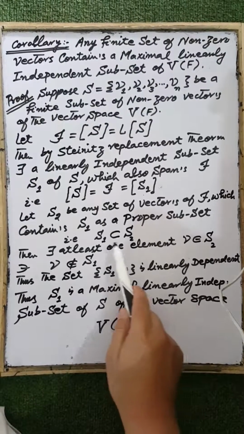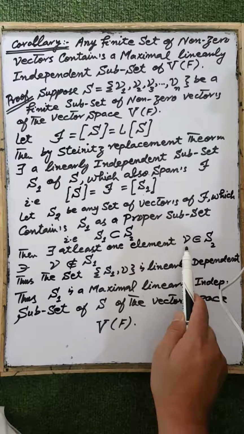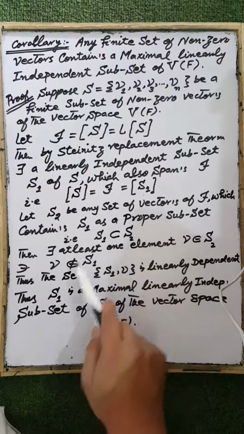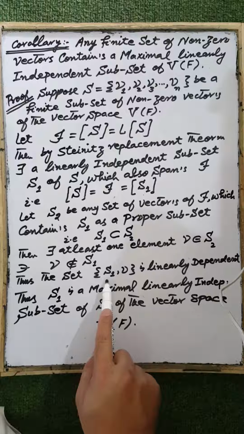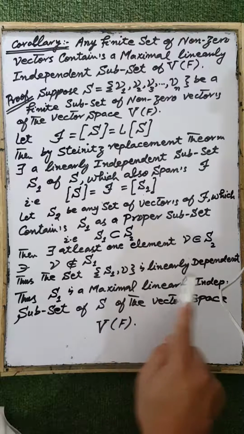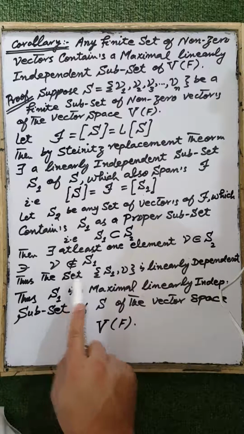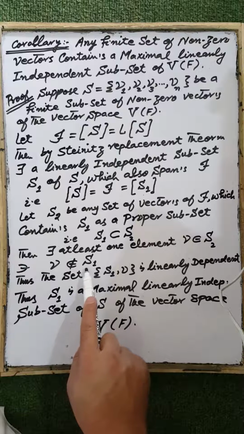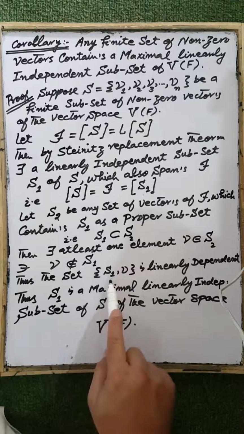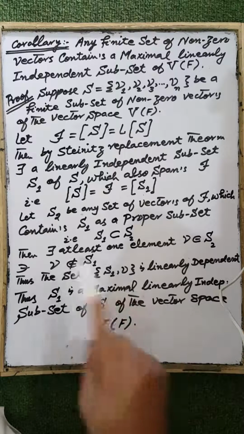There exists at least one element v belonging to S2 which is not contained in S1. Then the set S1 union {v} is linearly dependent, because the element v is not spanned by the elements of the set S1. Therefore this resultant set is a linearly dependent set by a previous theorem.